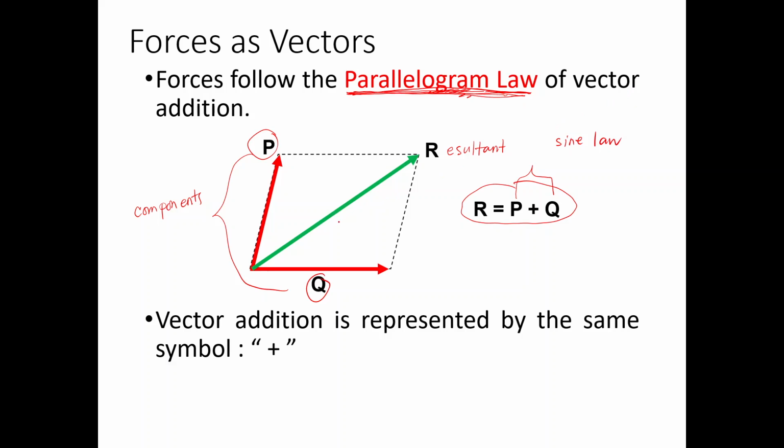So why the sine law? Because, as you can see here in the hidden line, we can transfer Q to the top side. Then we can work on this triangle here. Once we know the angles for the different sides, we can use the sine law to solve for the resultant force. This is the sine law because this is not a right triangle. If it's a right triangle, we'll be using the Pythagorean theorem.